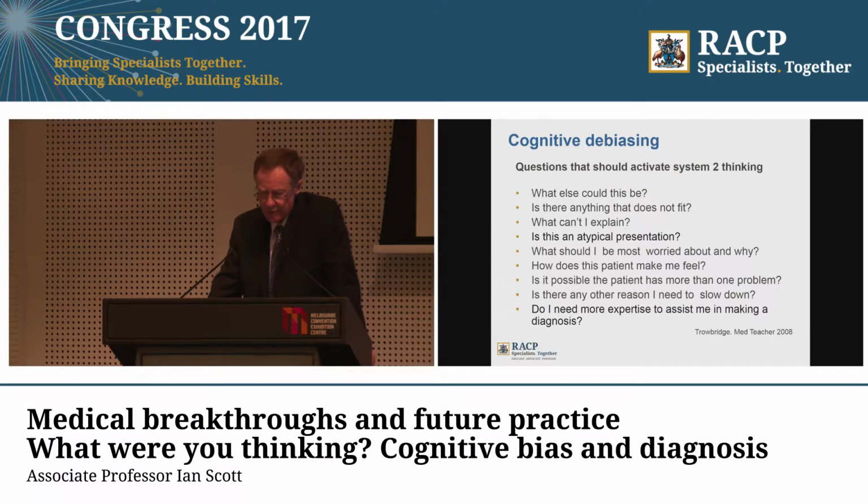So what are the cognitive debiasing strategies that we can use? Well, essentially, I think these are the questions we should ask if we're in any way disturbed or concerned. What else could this be? So think more broadly, think about the differential. Is there anything that does not fit? I'm proposing a diagnosis. Does it really explain all the key features? What can't I explain? Is this an atypical presentation of what is perhaps a common presentation?